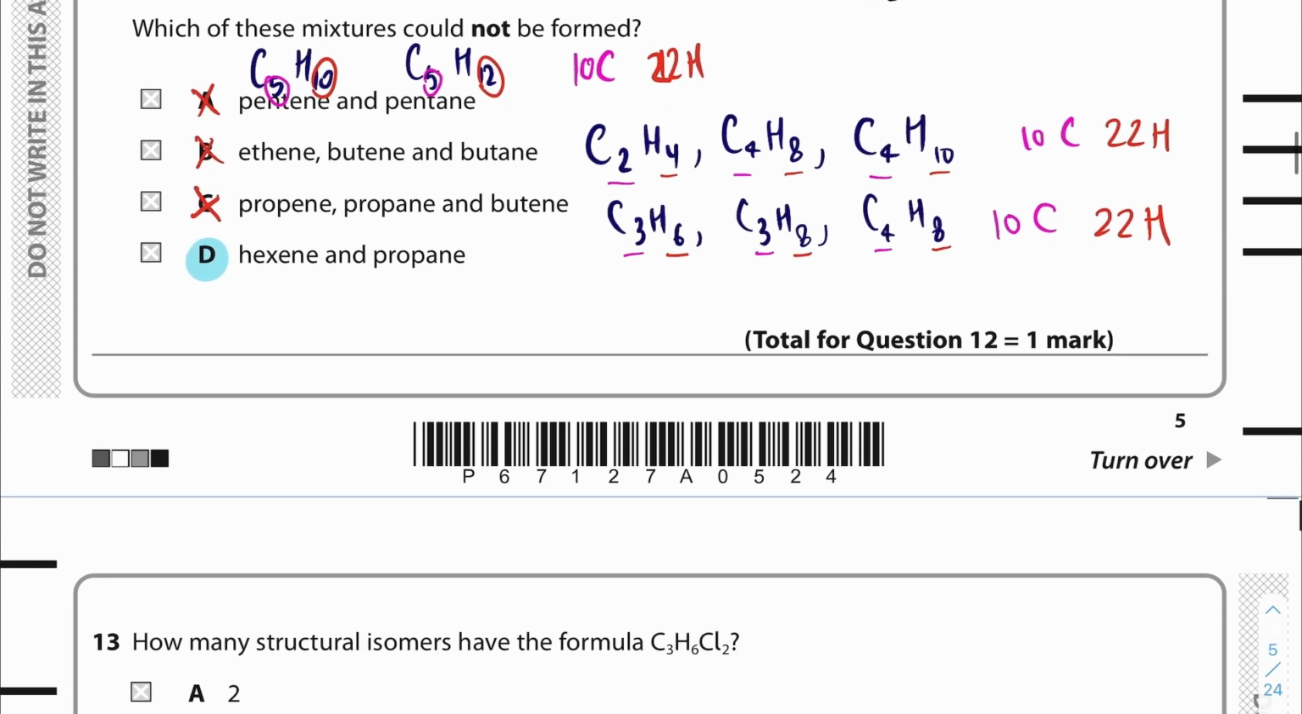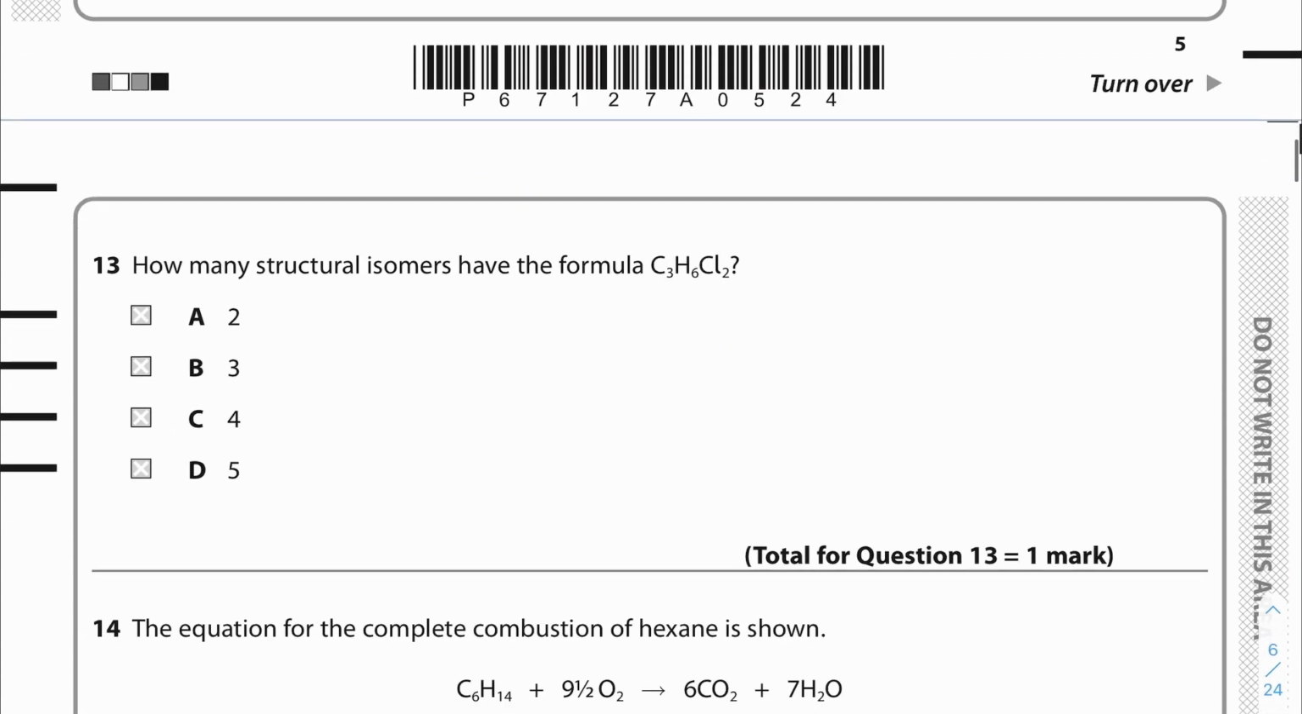Move on to question number 13. How many structural isomers does the formula C3H6Cl2 have? Let's say you don't remember how many structural isomers you have. You can also draw it out, right? Let's draw the longest chain we can find. We have 3 carbons. So let's say each end has a chlorine.